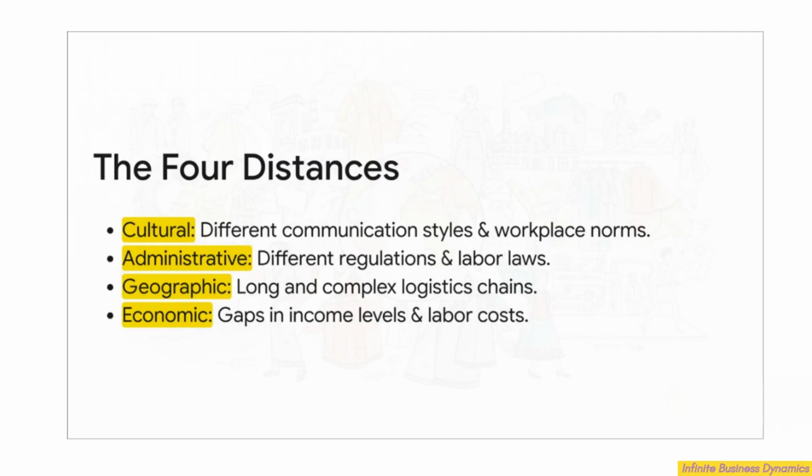The cultural part, we've talked about that, different ways of communicating. Administrative, that's the jungle of different laws and labor codes. Geographic is, well, it's the obvious one, the sheer physical distance. And economic is all about the massive gaps in income and labor costs. The real trick for a global brand isn't just knowing these gaps exist. It's about having a smart strategy to close every single one of them.